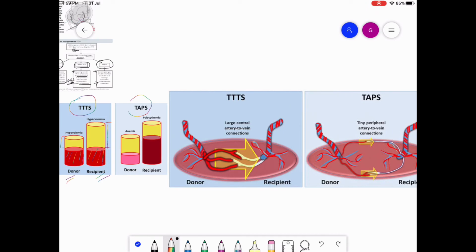But TAPS is actually a rare complication of twin to twin transfusion syndrome. Now, TAPS stands for twin anemia polycythemia sequence. So now you guys can see that this has a very little amount of blood, the RBCs, but this one has increased amount of RBCs. So the donor one, which is giving the RBCs to the recipient, obviously will be anemic and this baby will be polycythemic. So now how does this actually happen?